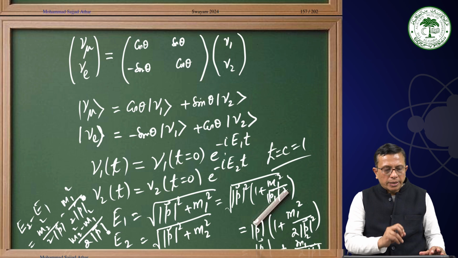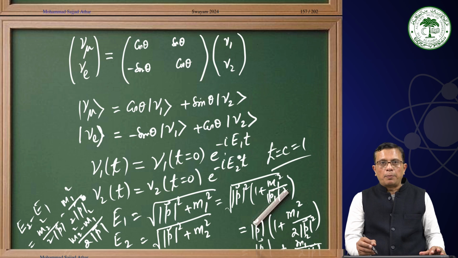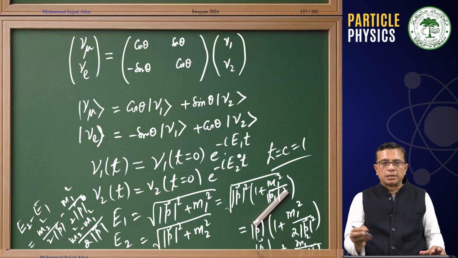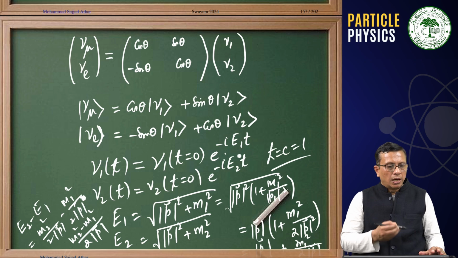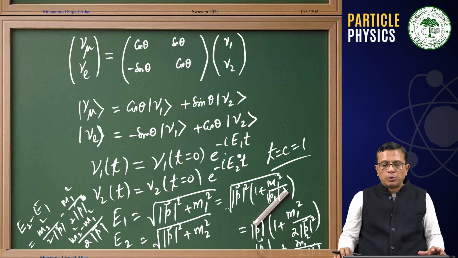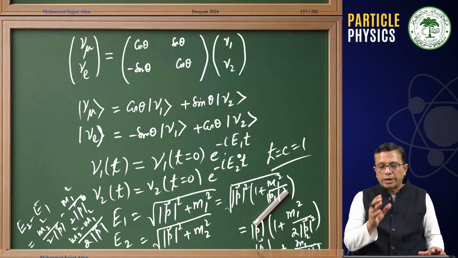Therefore, the important point is that we are writing nu1 at time t as nu1 at time 0 times e to the power minus i E1 t. This is the quantum mechanical evolution equation that we talk about. Now, this is nu mu and nu e written in terms of nu1 and nu2.